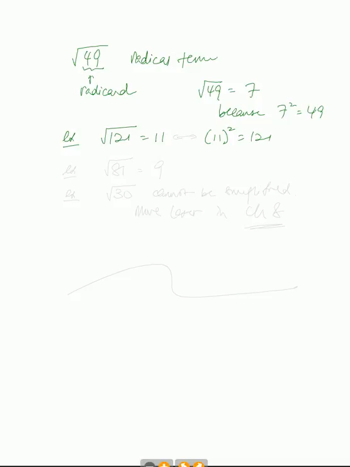So these are some of the perfect squares. So let me give you some more examples. Like for example, square root of 81. What times what gives you 81? So the answer is 9. So these are what you call square roots, okay?